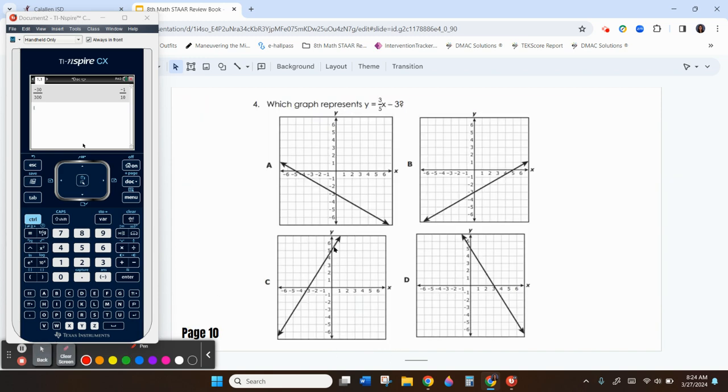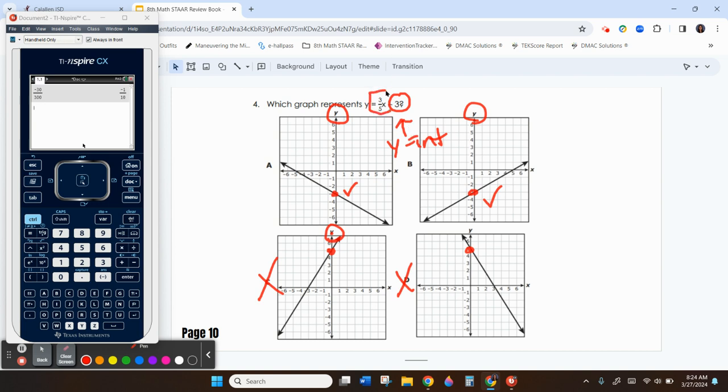Problem 4. Which graph represents y equals 3x minus 3? So here we want to have a y-intercept at negative 3. That means if I look at the y-axis, it has to cross right here at negative 3. This one crosses the y-axis at 5, which means this one's out. This one also hits at 5, and this one crosses at negative 3. So these two graphs are both crossing through negative 3.